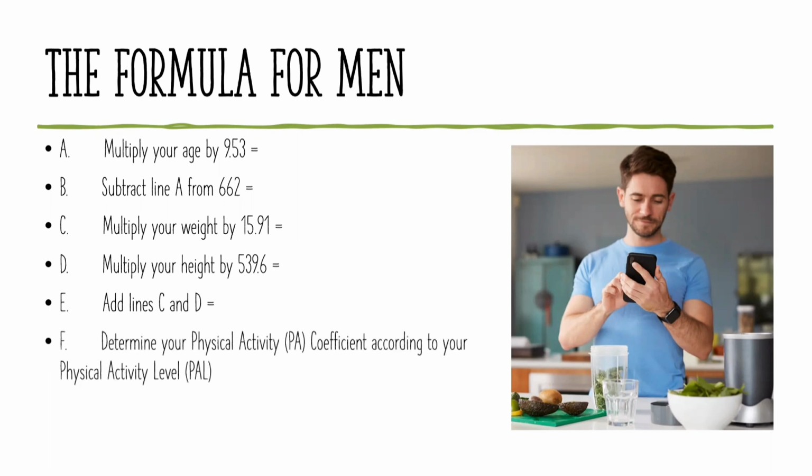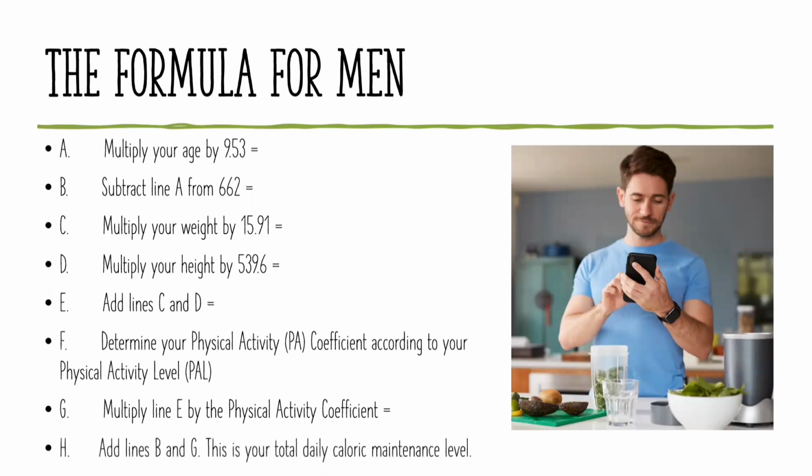Step F. Determine your physical activity coefficient according to your physical activity level. This we're going to see in the next couple of slides. Step G. Multiply Step E by the physical activity coefficient. Step H. Add Step B and Step G. This is your total daily caloric maintenance level.